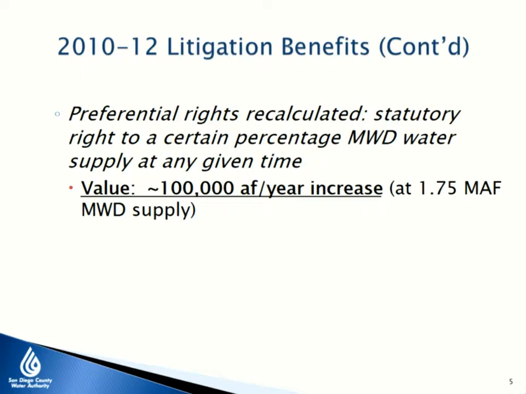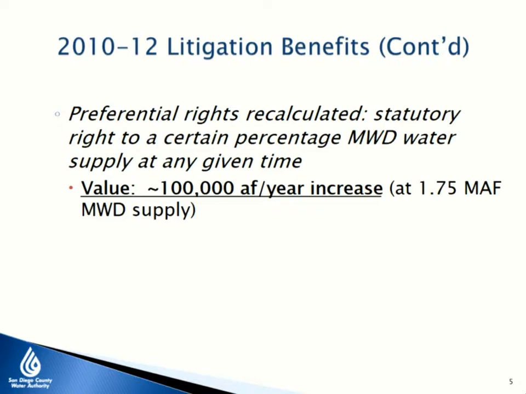The money we paid under the exchange agreement did not count for preferential rights. We said it did count for preferential rights. And Met's argument was that we were purchasing Met water. And we said, no, we're not purchasing Met water. We're purchasing conserved water from the Imperial Valley. We're just using the Met system to transport that water.